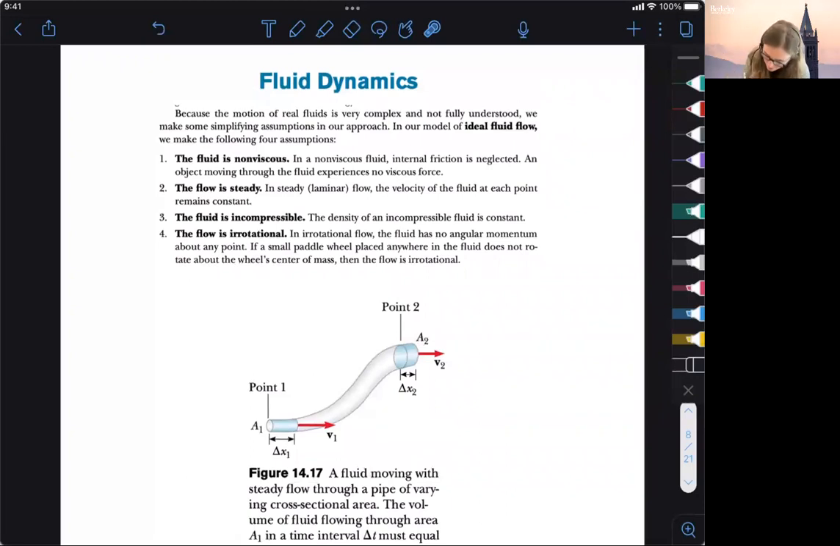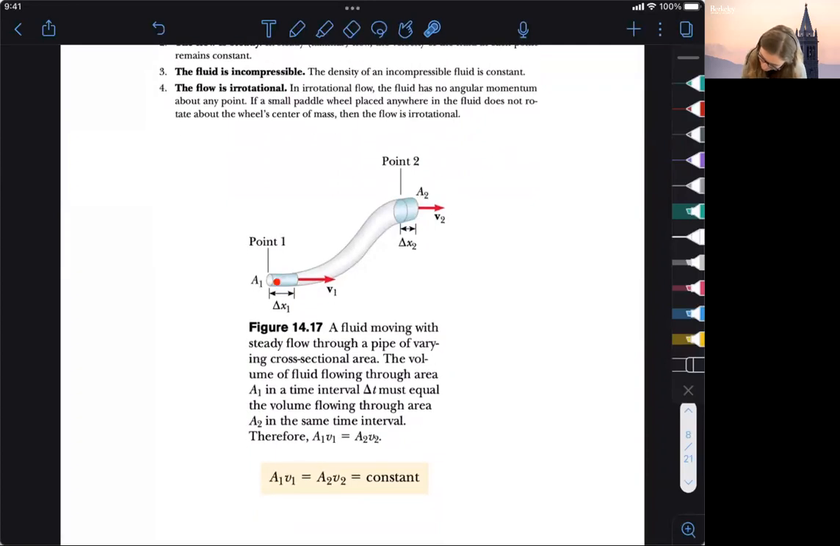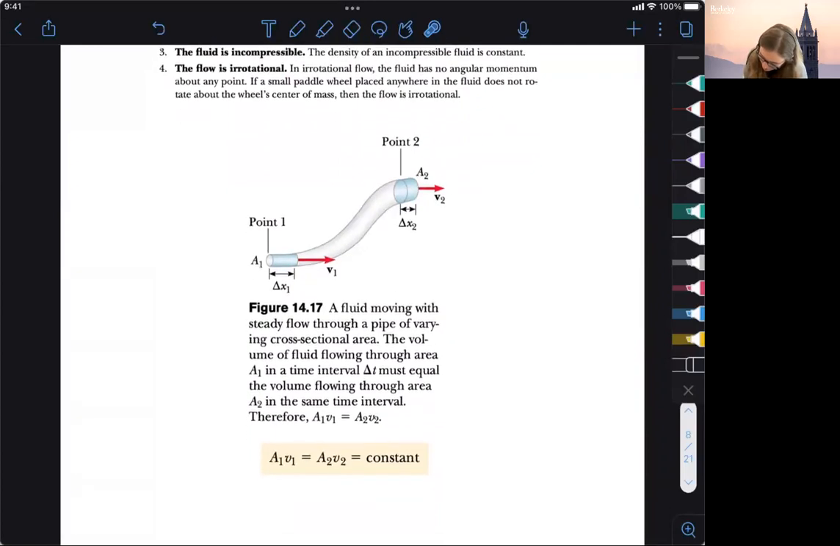So ideal fluids. I think you actually do have some problems where you have viscous fluids. If you see that term, things will behave differently, so I would check your book for the last section on that. But we're going to look at ideal fluids, which are non-viscous, steady, incompressible, and we're not dealing with any rotation. We're just pretending that they're going perfectly, smoothly straight through any kind of surface or barrier, basically.